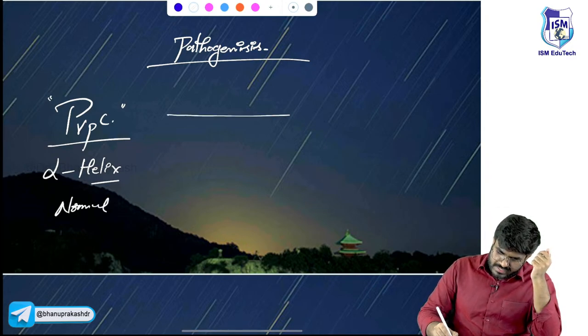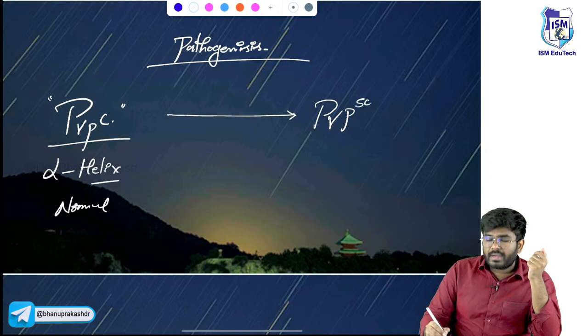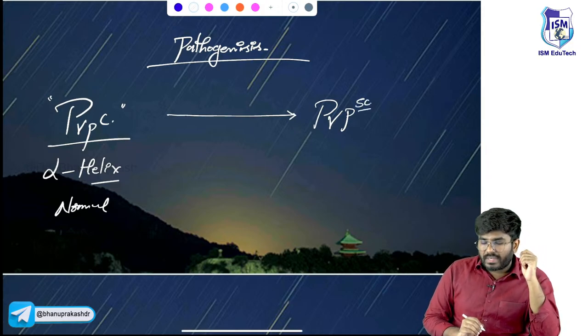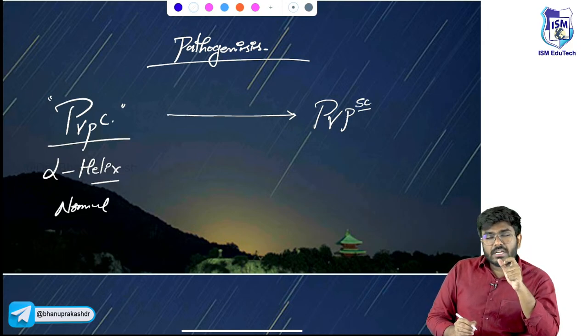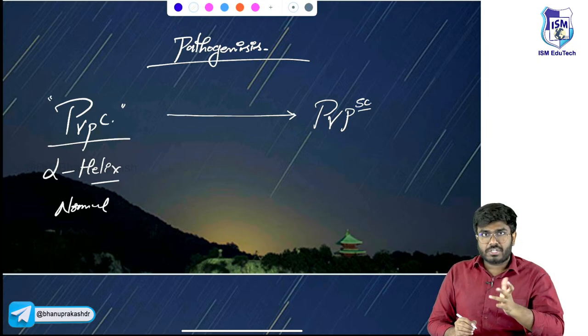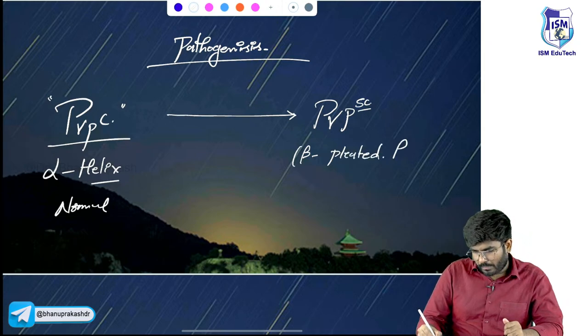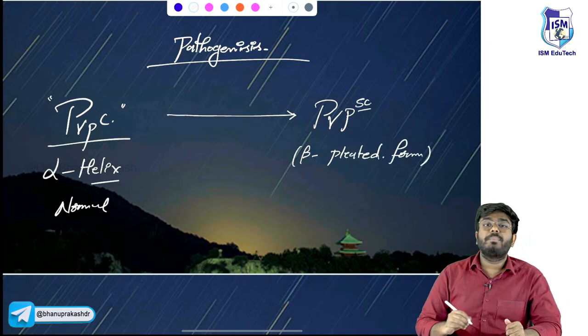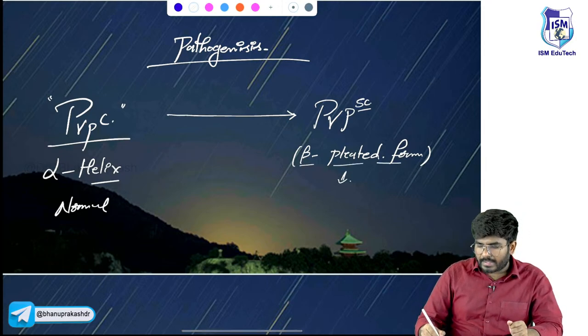Now, if this PRPC is converted into PRPSC, a different type. The same protein has now become PRPSC. While this protein is forming, instead of having the alpha helical structure, it now has a beta pleated form. This beta pleated form cannot be degraded in the body.